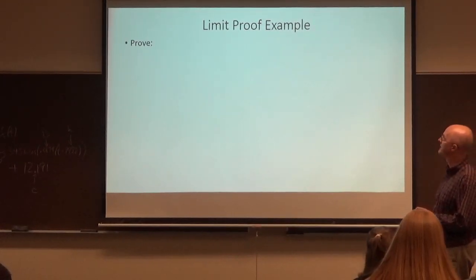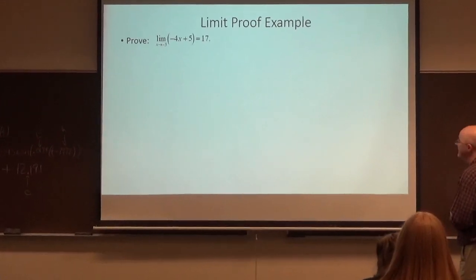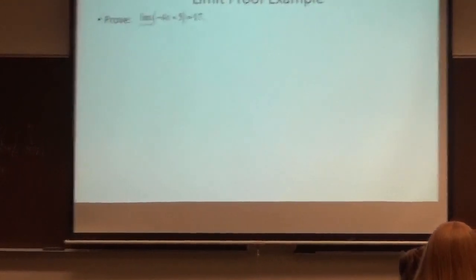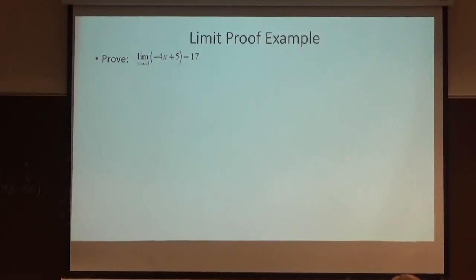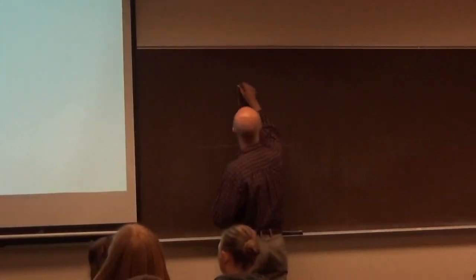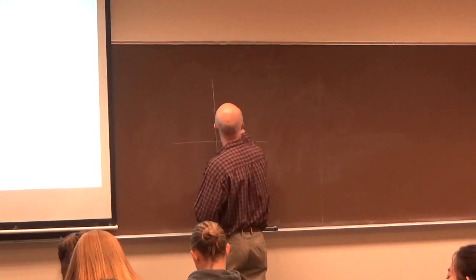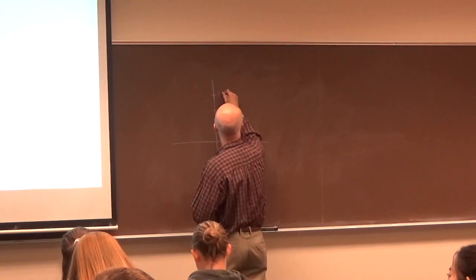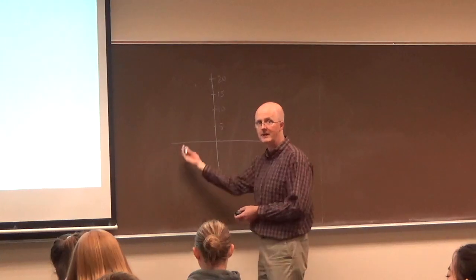What are we going to prove? We're going to prove that the limit as x approaches negative 3 of the function negative 4x plus 5 equals 17. As we look at the proof, I'm going to be referring to a picture that I'm drawing on the board here.